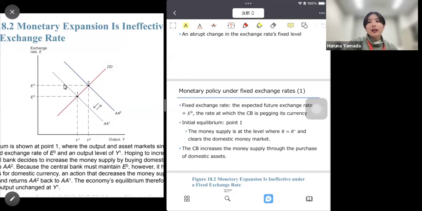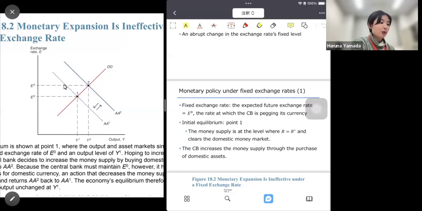If you don't know the DD-AA framework, please go back to the lecture slide. Sorry, I didn't upload the lecture slide B1. So if you don't know the DD-AA framework, please check the textbook. Okay, so the initial equilibrium is point 1 here.